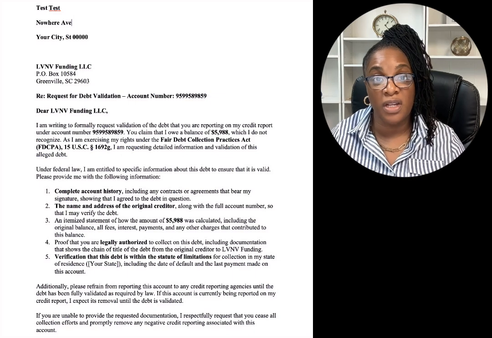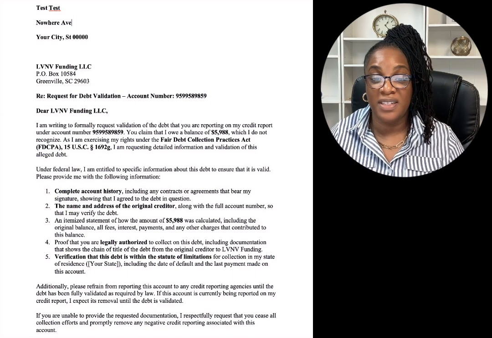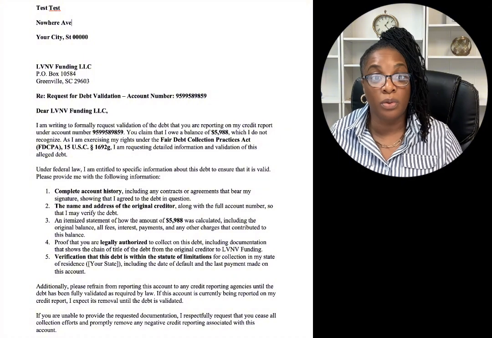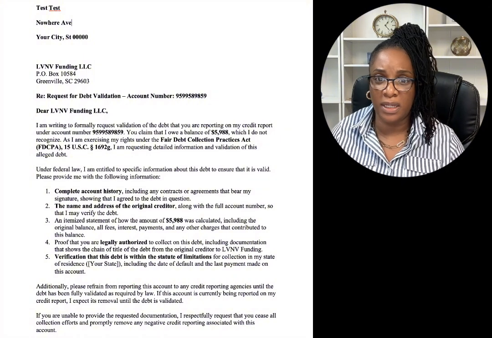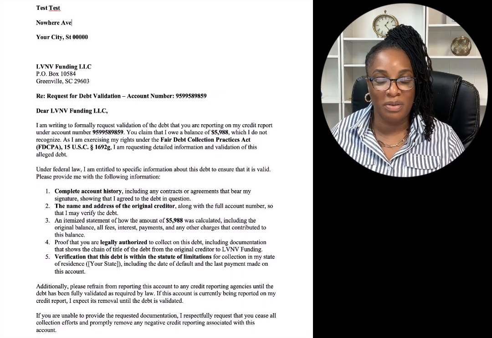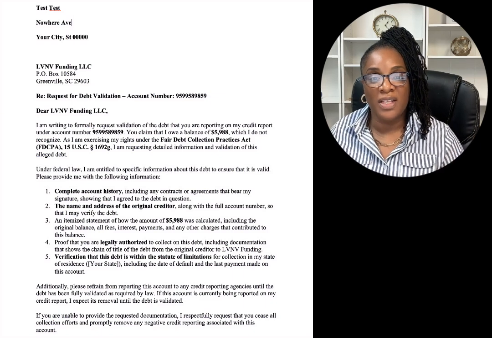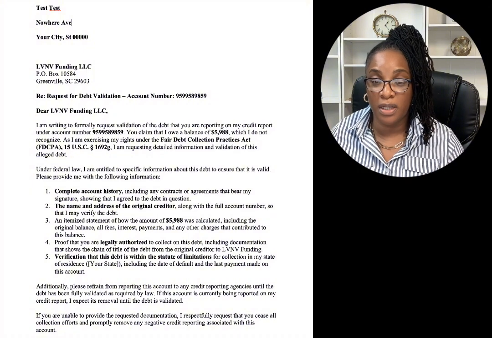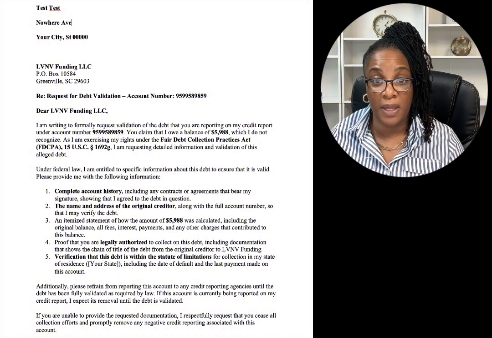You're also going to ask for proof that they are legally authorized to collect debt in your state. And you're going to ask for verification that the debt is within the statute of limitations of even reporting the debt, because sometimes they will go back and get something that's like 8 years old and try to slap it on your credit report and things like that. So that's what this validation letter is all about. That is all I'm asking for. It is short and straight to the point, just how you know I like to be.